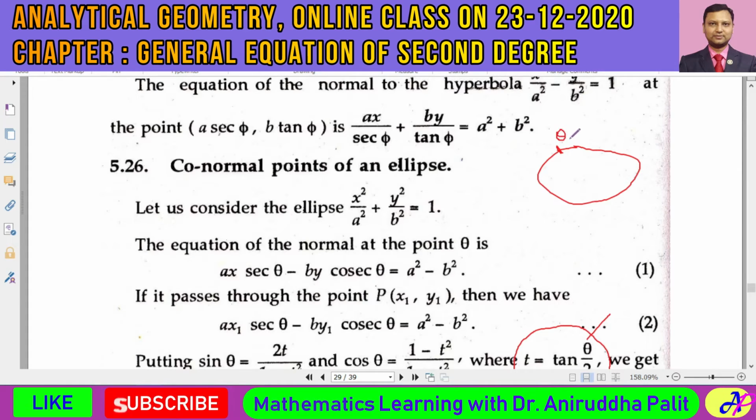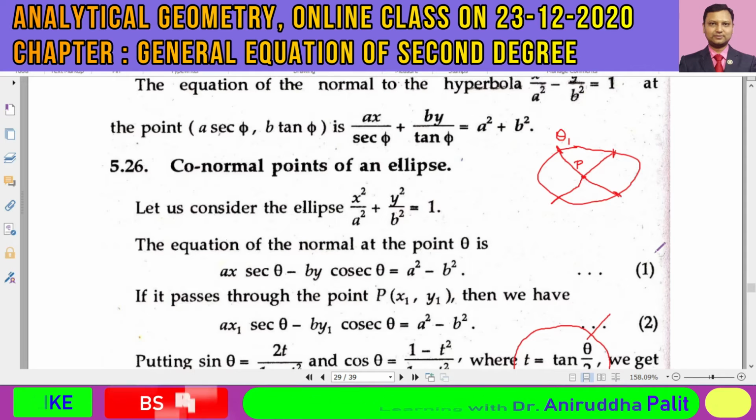Maybe this is the first point, this may be the second point, this may be the third point, and this may be the fourth point. If we draw normals from these 4 points, then all these normals would ultimately pass through a single point, say capital P, and this kind of points are called conormal points. Therefore, as we get four different values of t, we would get a maximum of four conormal points in case of an ellipse.